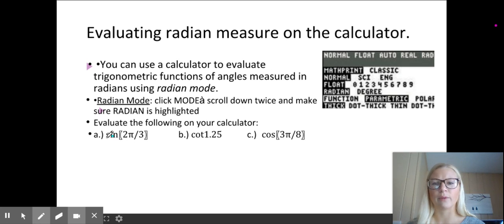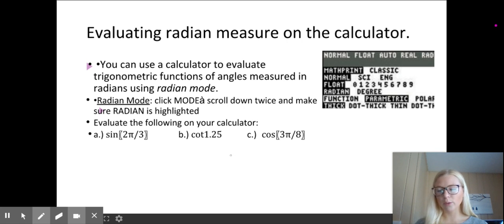So what does that mean? If it says sine of 2 pi over 3, because we have pi in there, we don't have a degree symbol. That means we need to be in radian mode. So on your graphing calculator, this would be highlighted in black. When you click on mode, you want to scroll down and click enter on this so it is black. Right now it probably is highlighted on degree.